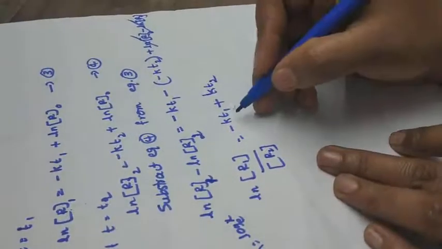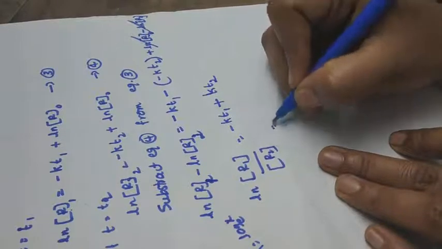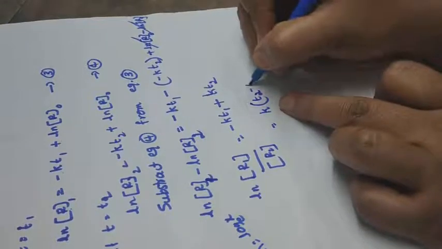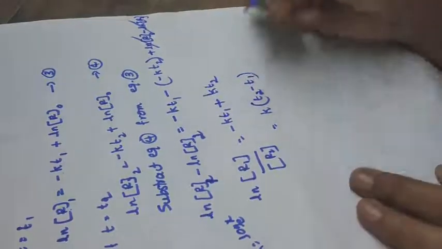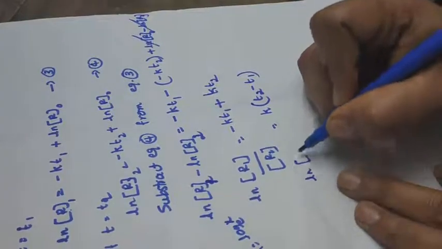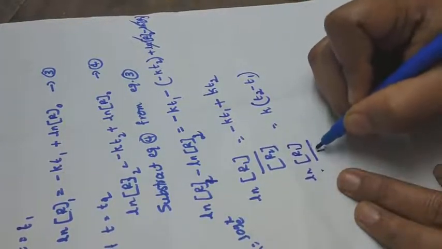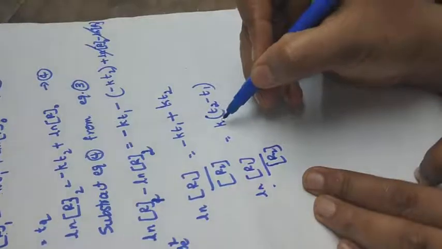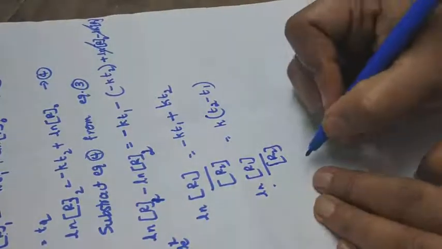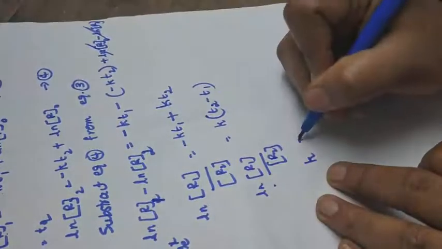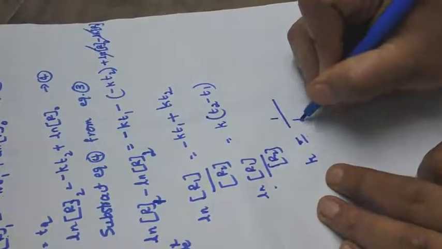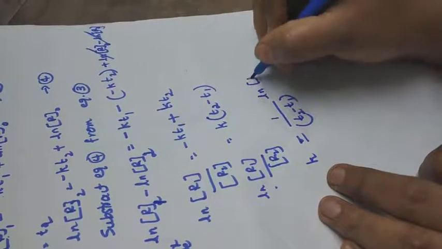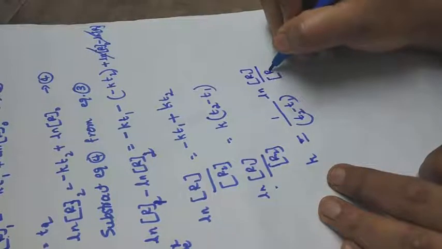So now we can take K common. I'll write T2 first and then T1, as it is positive. The left-hand side stays as it is, ln R1 divided by R2. Now we want the equation in terms of K, so I'll take this to the other side. K equals 1 by T2 minus T1 into ln R1 divided by R2.